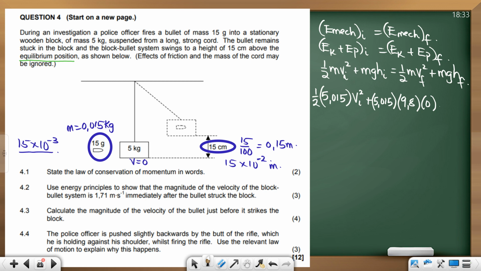Anybody? Why is it that when you shoot a gun, it pushes you back? Let's see. Anybody? They said use the relevant law of motion. Which law? Okay, Nini, you have a question mark. You're using a question to answer a question. Is it Newton's third law, with a question mark?